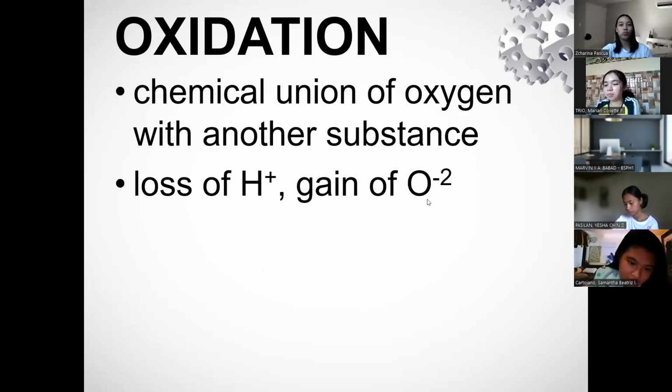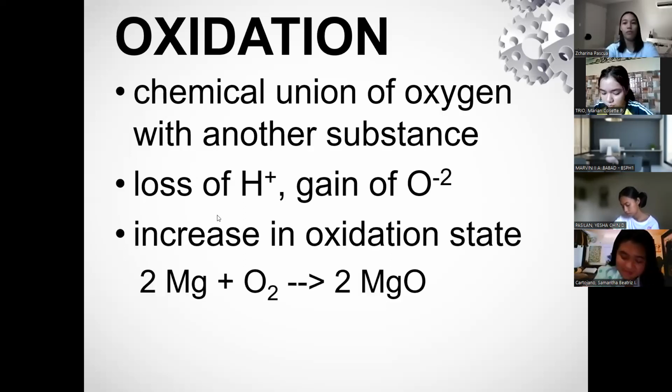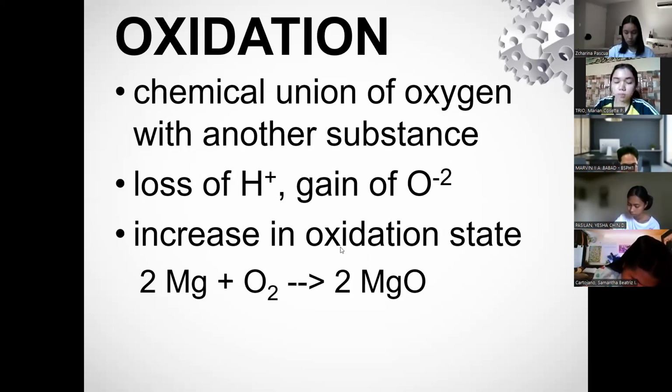So there is a gain of oxygen and sometimes a loss of hydrogen. It depends. If it gained oxygen, that's oxidation. If it lost hydrogen, it's still called oxidation. And if we check their oxidation state, there will be an increase in the oxidation state. Okay? So how do we know that the oxidation state increased?